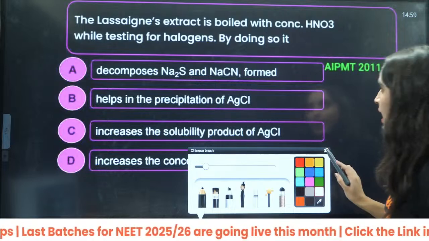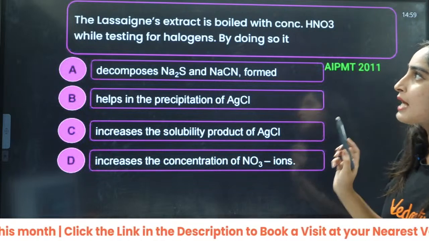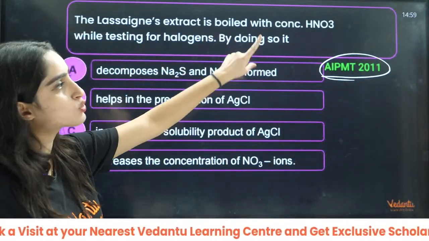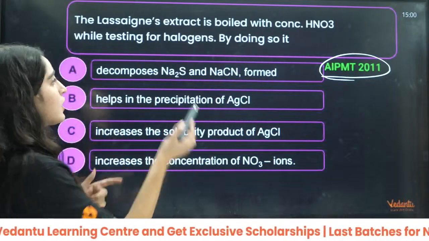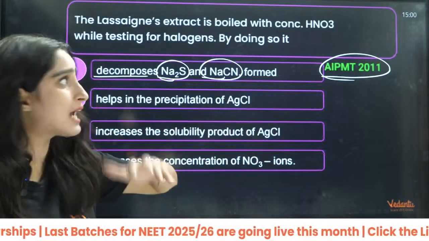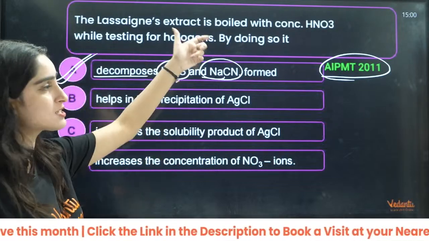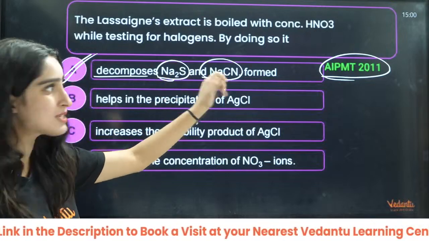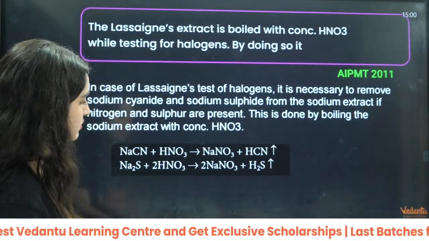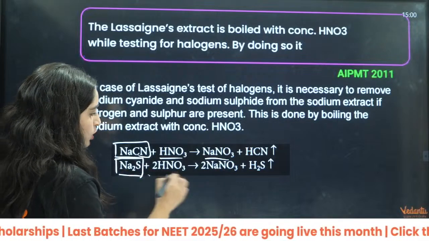This Lassaigne extract is boiled with concentrated HNO3 while testing for halogens. This is your AIPMT 2011 question. Here they are saying that the Lassaigne extract is boiled with concentrated HNO3. Why do we do that? To decompose the Na2S and NaCN formed. If you are testing for halogen, you have to decompose Na2S and NaCN. That is why we heat it with HNO3. So NaCN will react and decompose, and Na2S will also decompose.